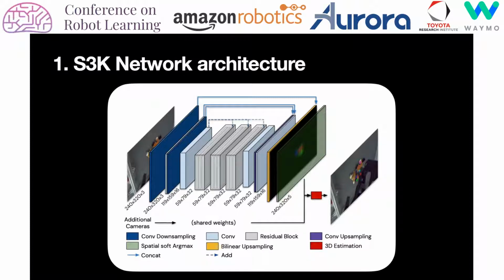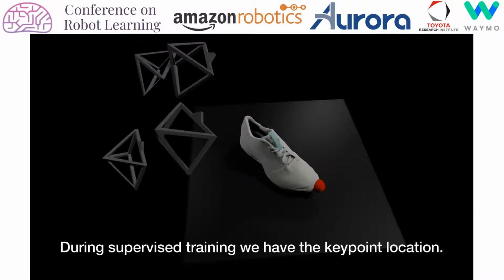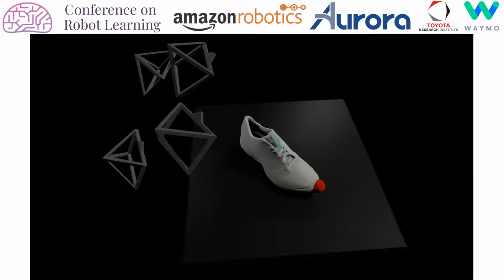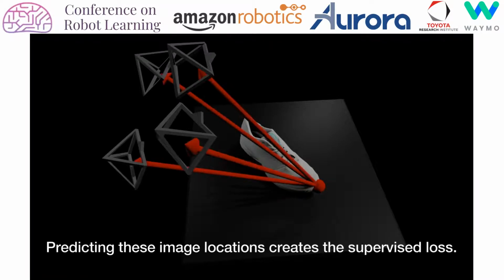In our case, the input is a single image and the output is a set of heat maps, one for each keypoint. During the supervised training, we have the keypoint location for each frame. Therefore, we can project it into the individual camera planes. Predicting these image locations creates a supervised loss.